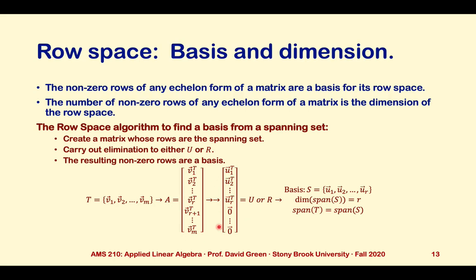During that process, we may generate 0 rows, and so if we started with maybe M vectors, we may be left with only R non-zero rows. These non-zero rows are a basis, and the dimension of the span of this set is the number of non-zero rows. This we call the row space algorithm.